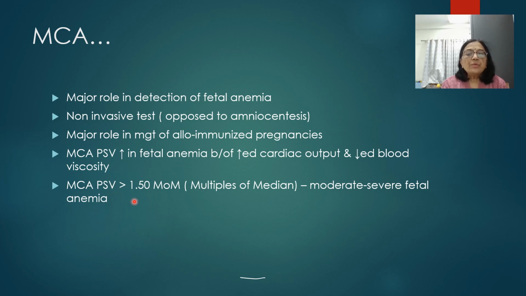Whenever peak systolic velocity is more than 1.5 multiples of median, it indicates moderate to severe fetal anemia necessitating intrauterine blood transfusion. So remember this figure, more than 1.5 MOM, that is multiples of median.